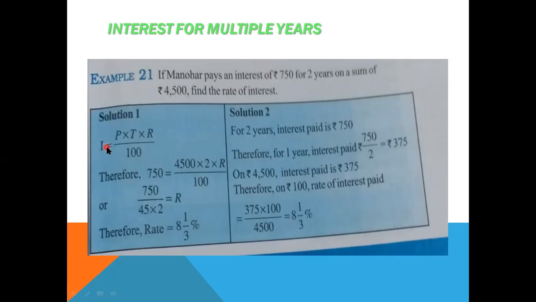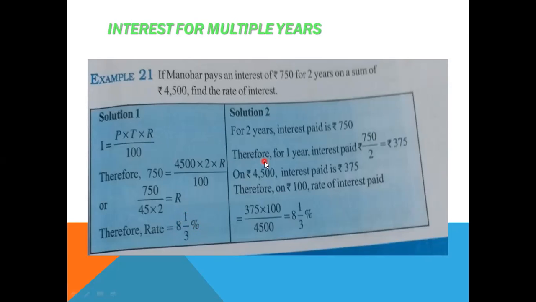See here, the simple interest formula we have just learned: P into R into T by 100. Here the interest is 750, the principal amount is 4,500 rupees, and time is 2 years. R means rate of interest, this we don't know and have to find now. So 750 by 45 into 2 equals R. Therefore the rate equals 8 1 by 3 percent.